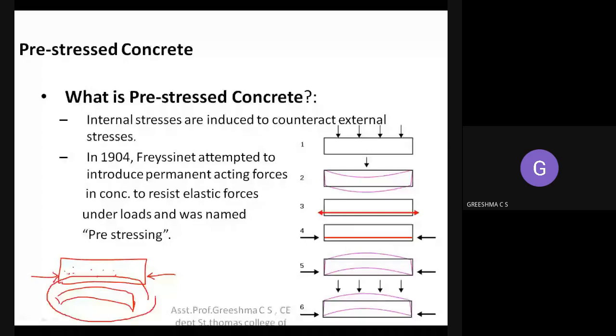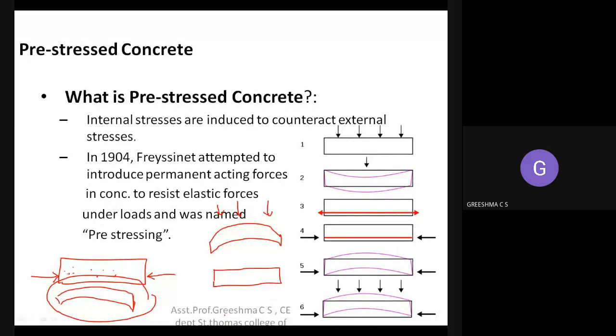So what happens when a load is applied to such a structure? This is the structure right now. When the load is applied, maybe it is a UDL, maybe it is a point load, what will happen? Definitely deflection occurs. Deflection always occurs in a downward direction. When load is applied, deflection occurs in a downward direction. So how will this beam deflect in a downward direction? The deflection will occur like this. Are you getting my point?